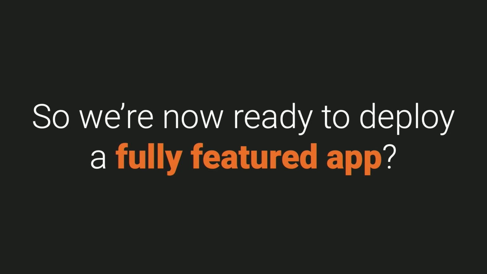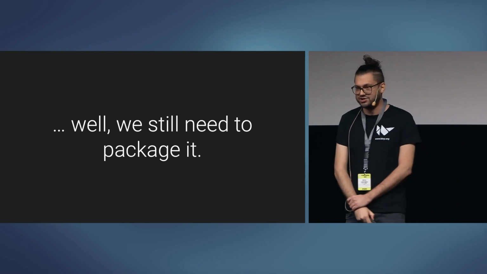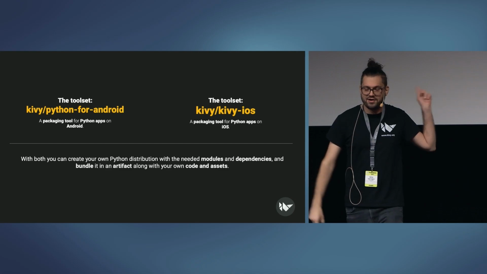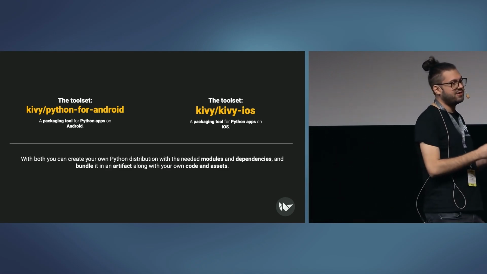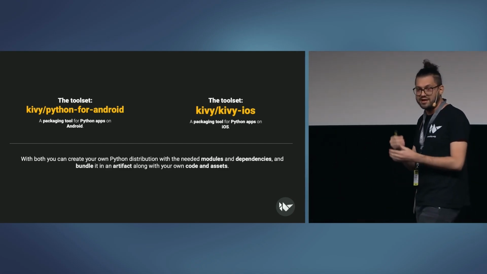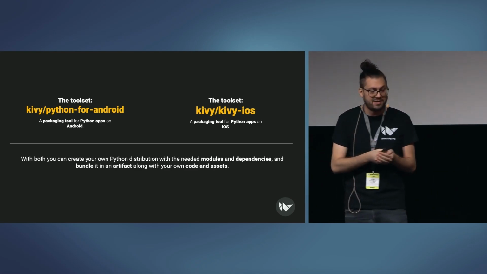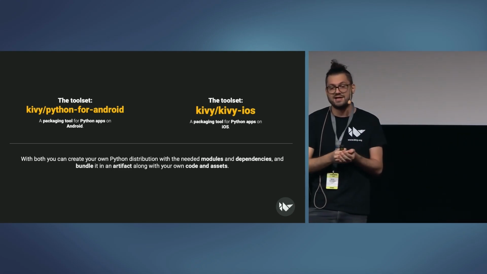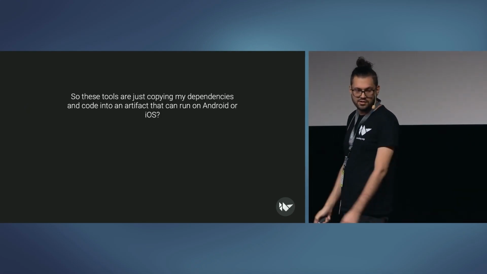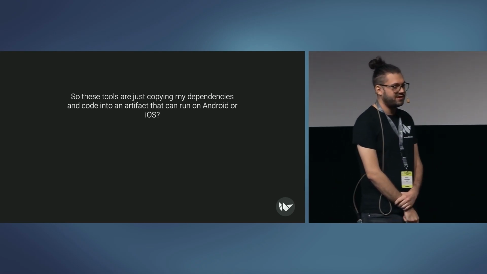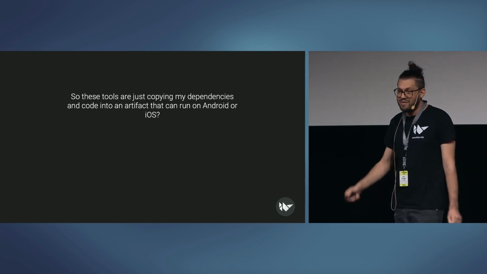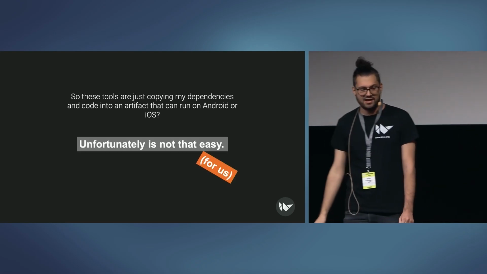So we are now ready to deploy a fully featured app. Well, we still need to package it. These two friends are here to help, Python for Android and Kivy iOS. With both, you can create your own Python distribution with native modules and dependencies, and bundle it into an artifact that can run on your device along with your own code and assets. So it's just copying my dependencies and code into an artifact that can run on Android or iOS. Well, unfortunately, not that easy, at least for us.